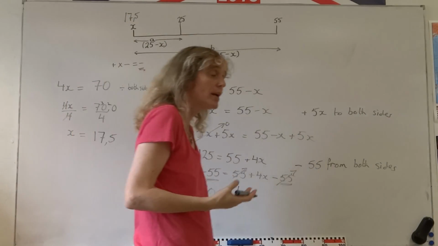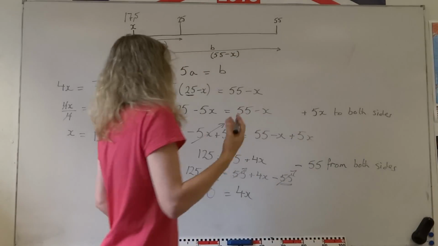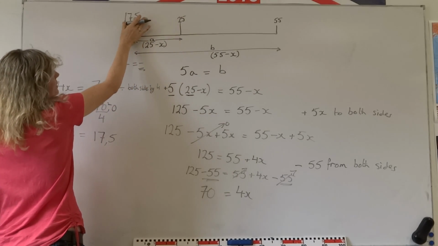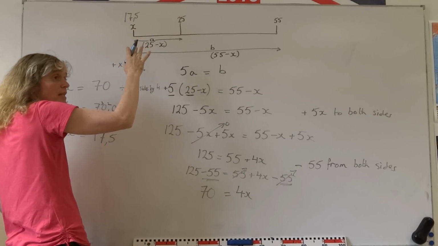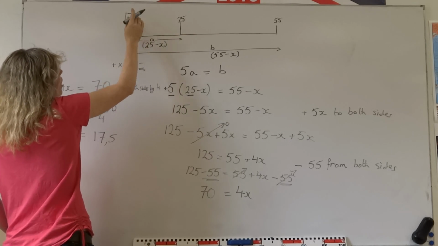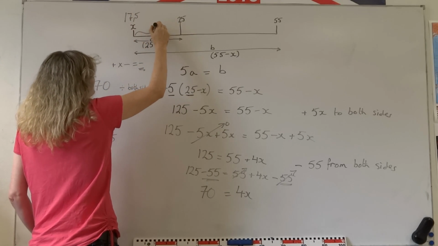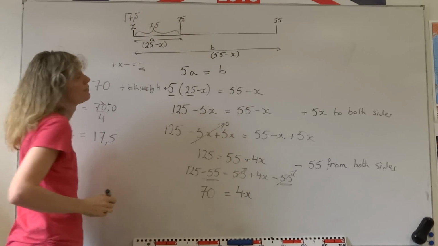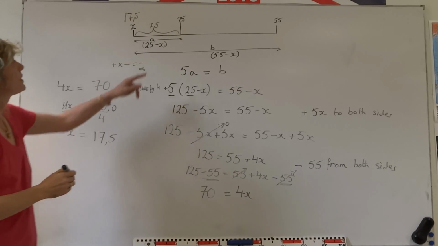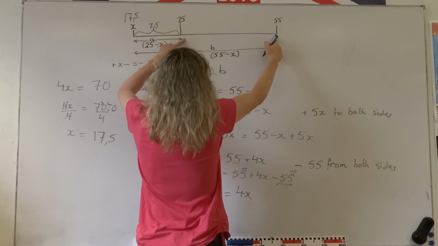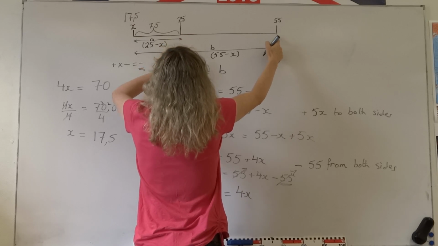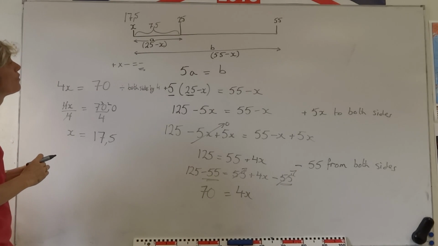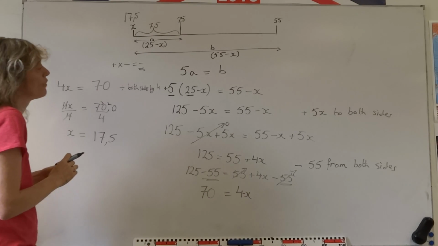Am I ready? No. In exactly the same way as last time, I have to check that I'm actually correct. What is 25 minus 17 and a half? Well, 25 minus 20 is 5, and 17 and a half is an extra 2 and a half. So here I have a distance, 25 minus 17 and a half is 7.5. What distance do I have here? Well, I have still from x to 55.